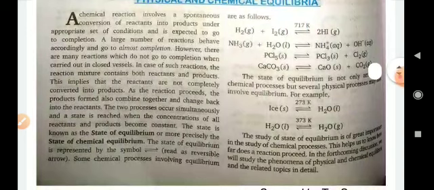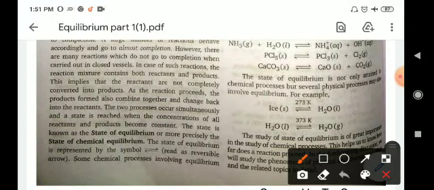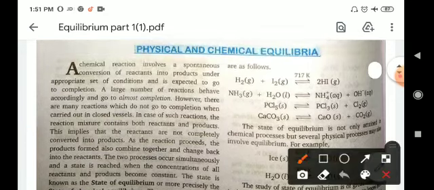So what is equilibrium? Equilibrium means that at a point in a reaction, the concentration of the reactant and product become constant. At this point the reactant will not go into the product and the product will not go into the reactant, which means the reaction has apparently stopped. This type of condition is known as equilibrium.